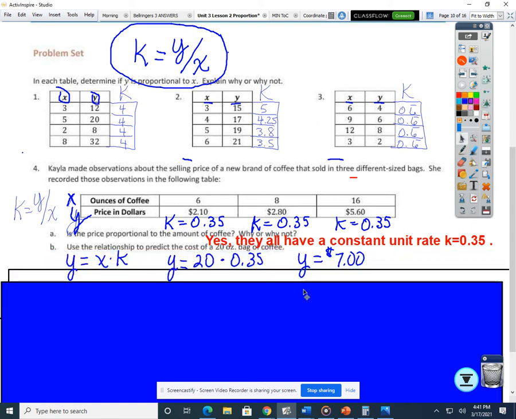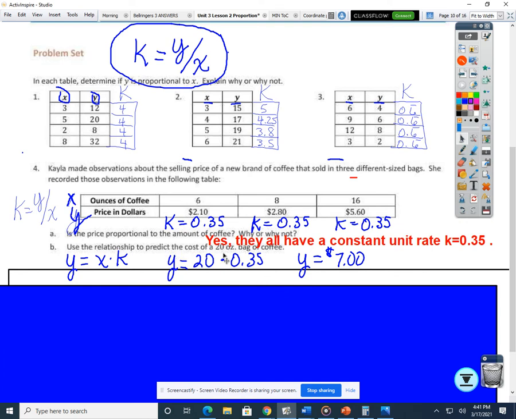So for part B, I had to use that relationship to predict the cost of a 20-ounce bag of coffee. And as we talked about, you could add in another section to your table here, putting in your ounces of 20. So we know that is our X. We're trying to determine our price in dollars, so that is our Y.